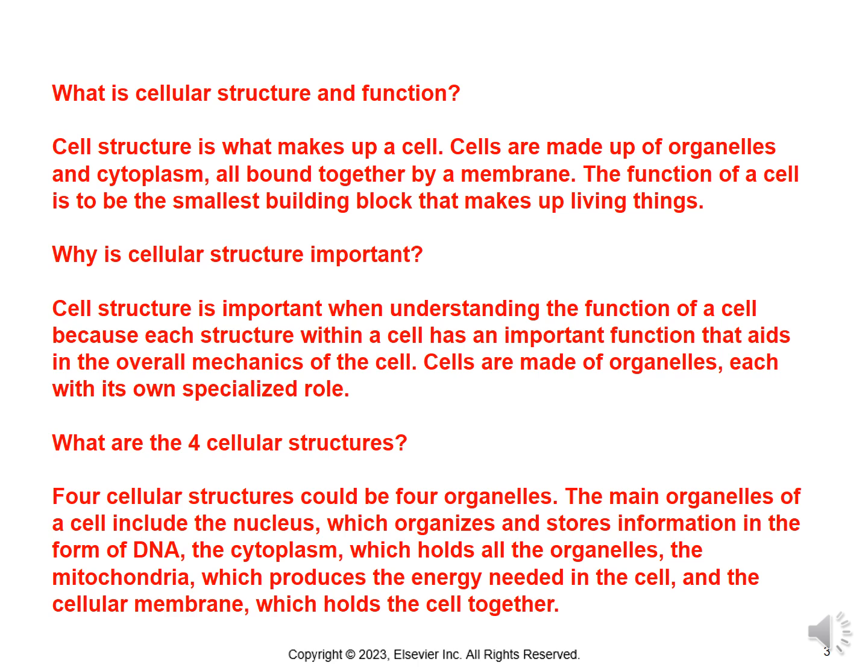What are the four cellular structures? Four cellular structures could be four organelles. The main organelles of a cell include the nucleus, which organizes and stores information in the form of DNA, the cytoplasm that holds all the organelles, the mitochondria, which produces the energy that we need in the cell, and the cell membrane, which holds the cell together.